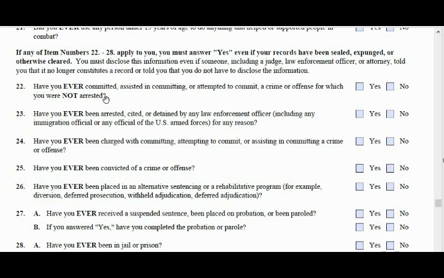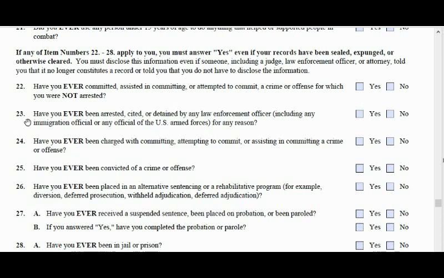Have you ever committed, assisted in committing, or attempted to commit a crime or offense for which you were not arrested? So if you've done something like that before but you've never been arrested, you check yes. If you haven't, you check no.